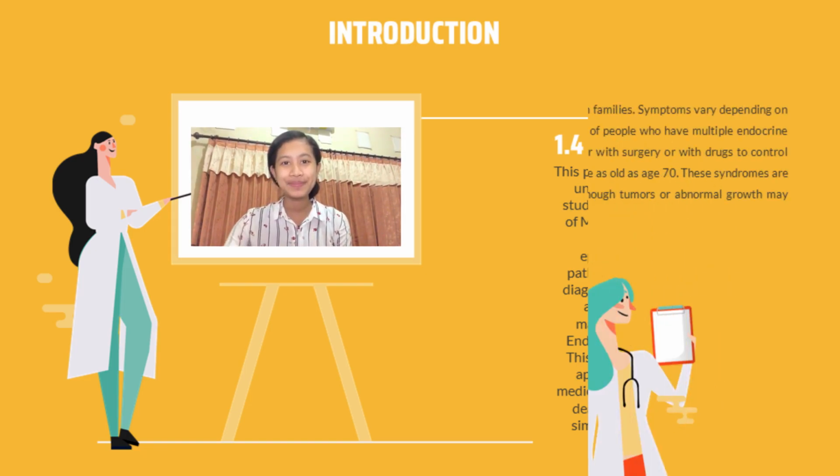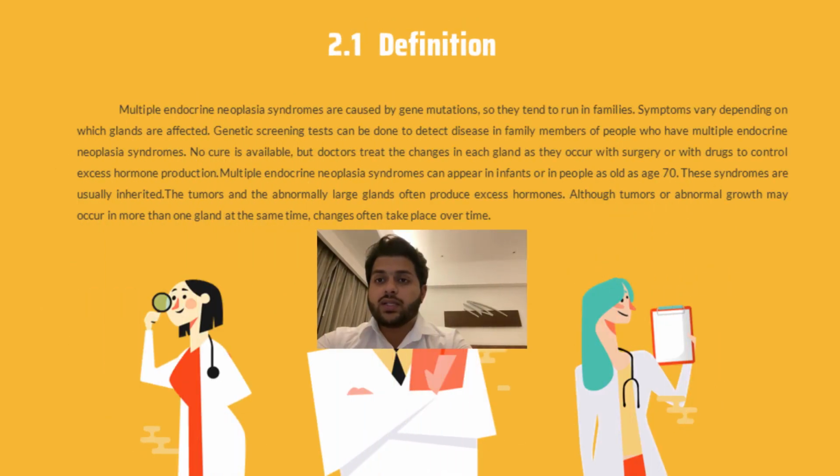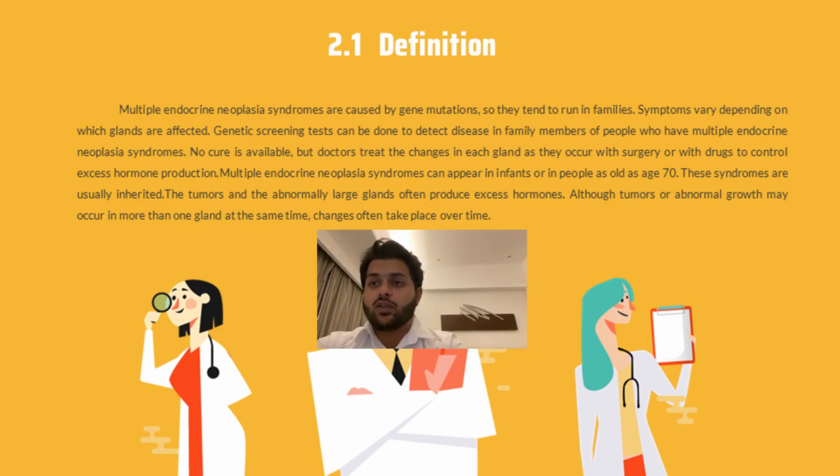Thank you. Hello, my name is Mani and the last 3 digits of my name is 249. Today I'll be talking about definition, which is 2.1. Multiple endocrine neoplasia syndrome are caused by gene mutations, so they tend to run in families. Symptoms vary depending on which glands are affected. Genetic screening tests can be done to detect disease in family members of people who have multiple endocrine neoplasia syndromes.